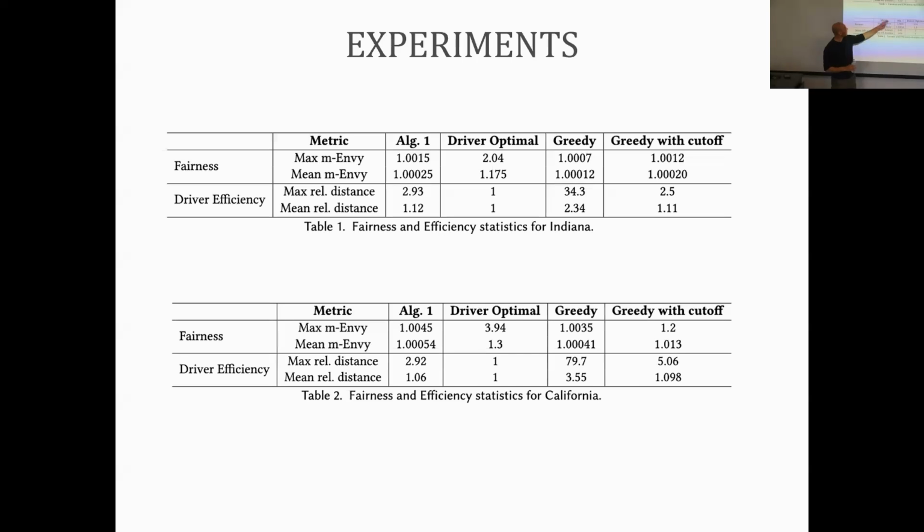Algorithm 1 is algorithm 1. So greedy with cutoff does great in Indiana. It's actually kind of better than algorithm 1. But for California, thanks to Santa Cruz, as it turns out, there's no cutoff at which greedy with cutoff works. There's something about being isolated and having a food bank that is very bad for you.